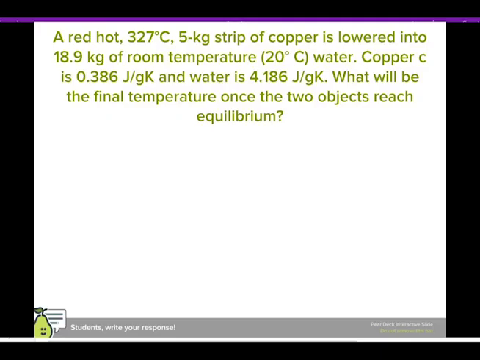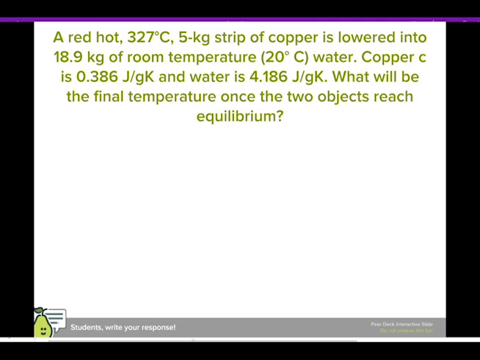Okay, so there's a new one. A red hot 327 degrees Celsius 5 kilogram strip of copper is lowered into 18.9 kilograms of room temperature 20 C water. Copper has a C, that's that specific heat, of only 0.386 joules per gram Kelvin, and water is at 4.186. So what will be the final temperature once these two objects reach equilibrium? Oh no, we can't do our little trick of canceling out the C's this time. Well, that's no fun. So we have to include them, and it's going to get a little messier this time.